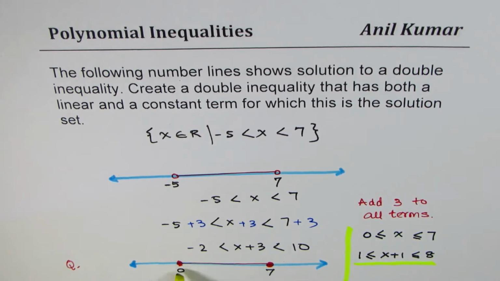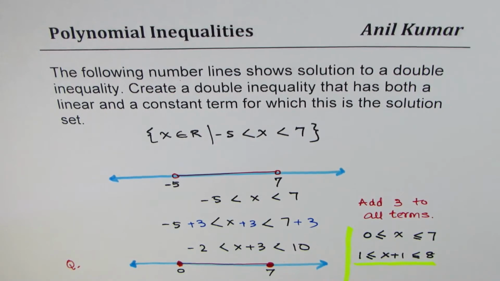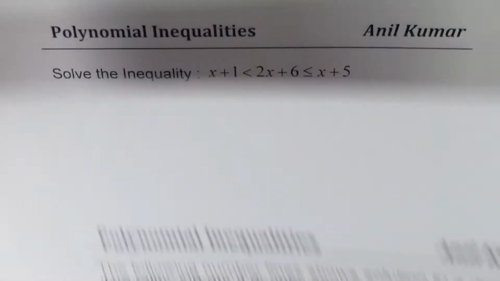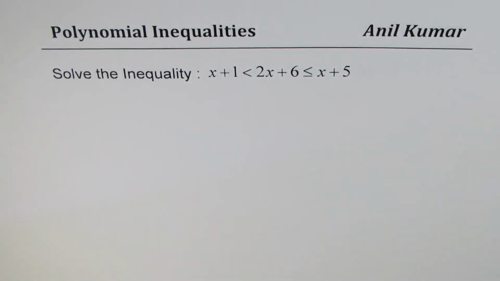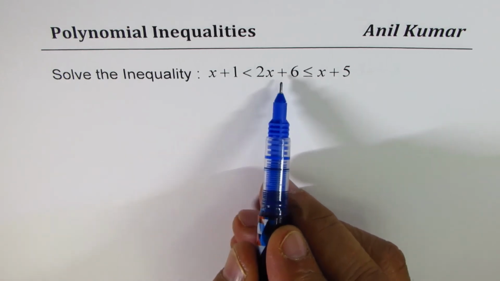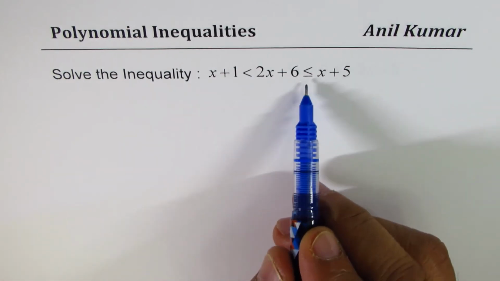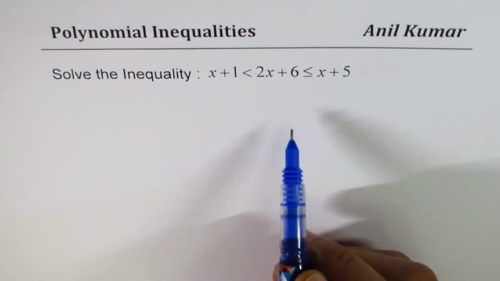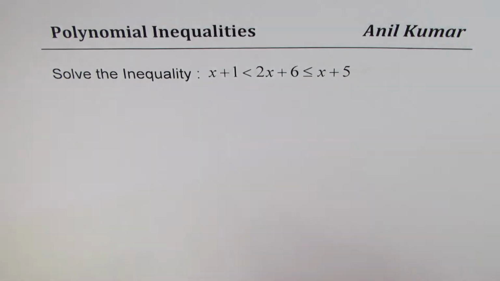So when you have a filled in hole, it means the values are included, correct? Okay, let's move on to a different kind of question based on polynomial inequalities. So now we have a double inequality and we'll try to solve this one. The double inequality is x plus 1 less than 2x plus 6 less than or equal to x plus 5. How to solve it? Let me rewrite and then we'll try to solve this inequality.